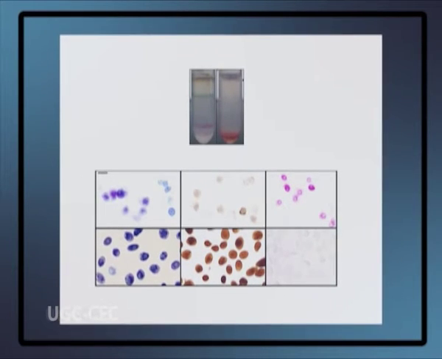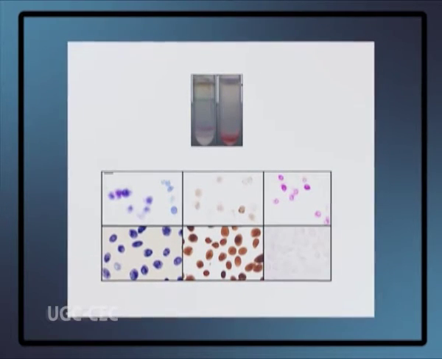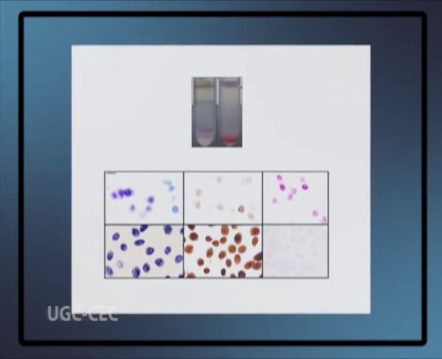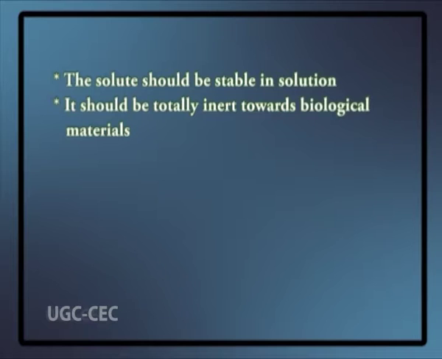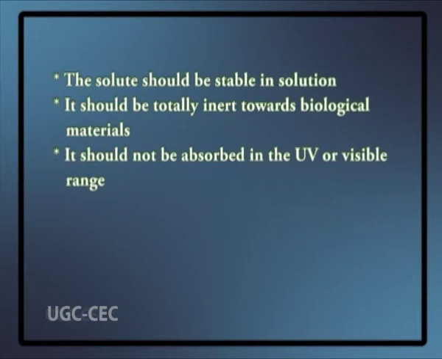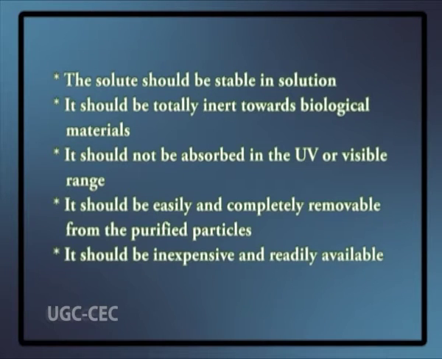A.2. Gradient centrifugation. Gradient centrifugation includes rate zonal and isopycnic centrifugation, and the solute used should have the following properties. The solute should be stable in solution. It should be totally inert towards biological materials. It should not absorb in the UV or visible. It should be easily and completely removable from the purified particles. It should be inexpensive and readily available.